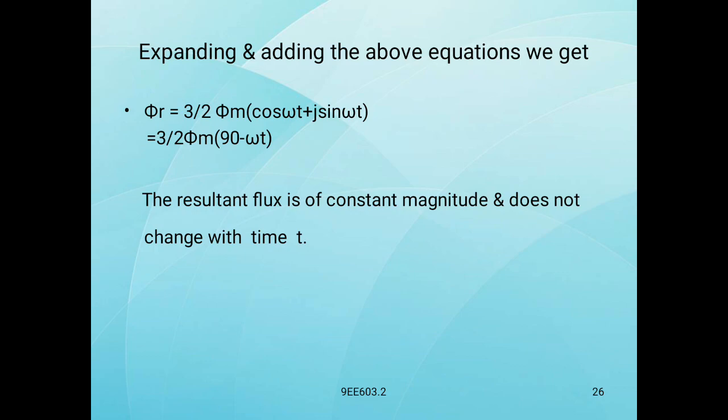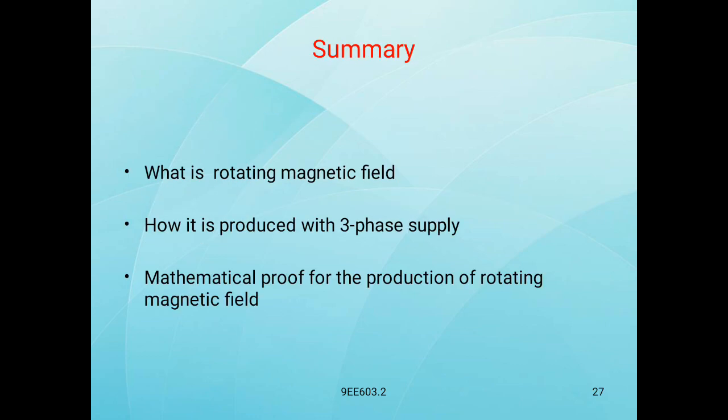Expanding and adding the above equations, we get φr is equal to 3 by 2 φm (cos ωt plus j sin ωt), that is nothing but 3 by 2 φm at angle ωt. The resultant flux is of constant magnitude and does not change with time. Here they are telling that the resultant flux is a constant flux.